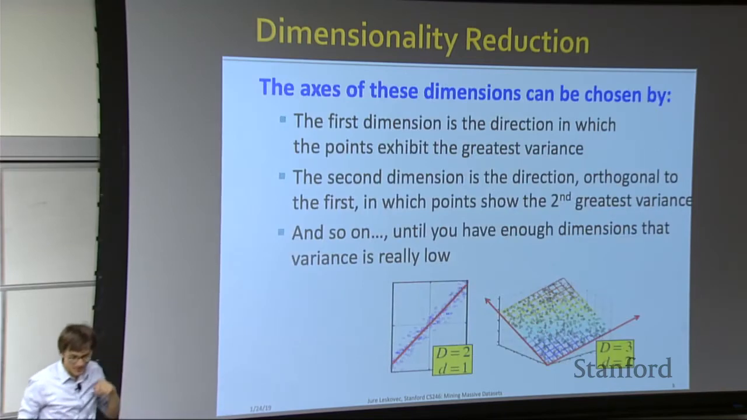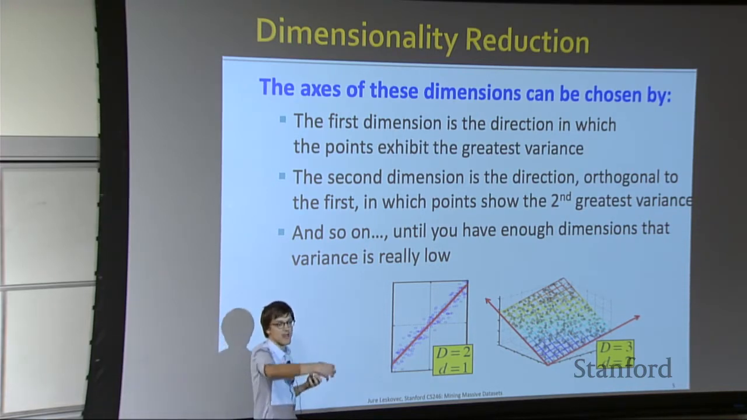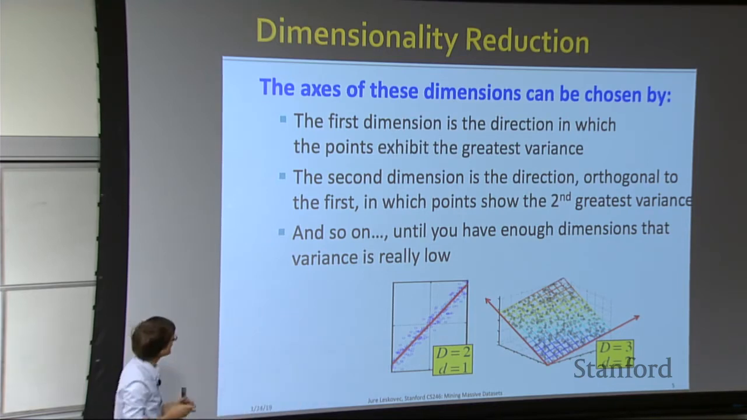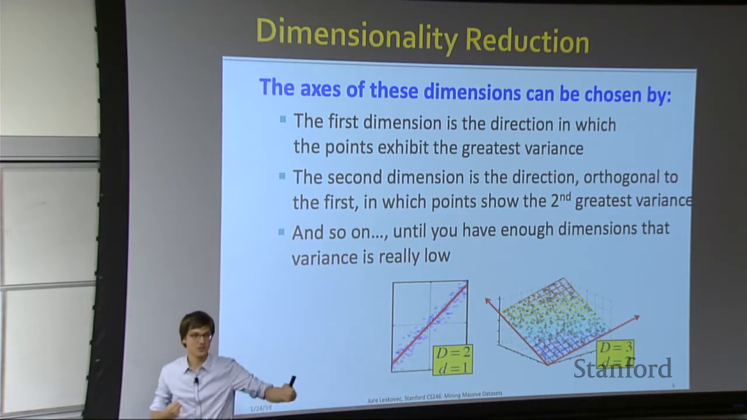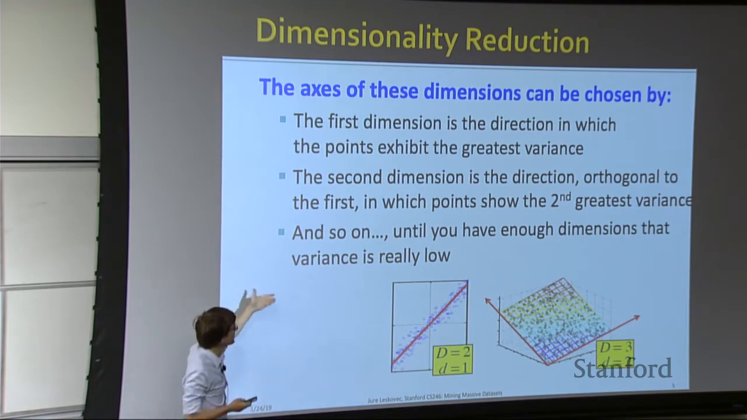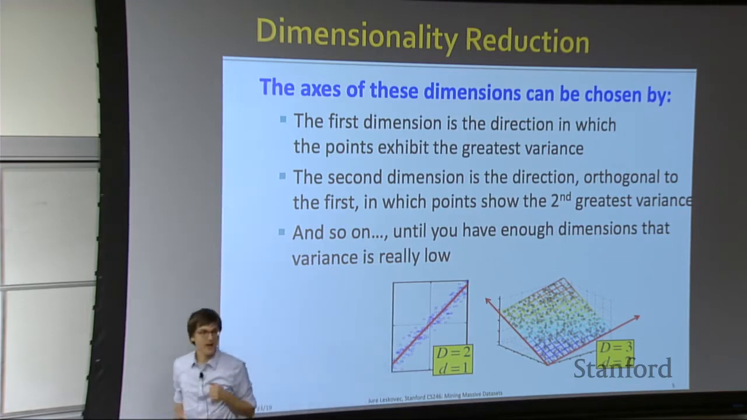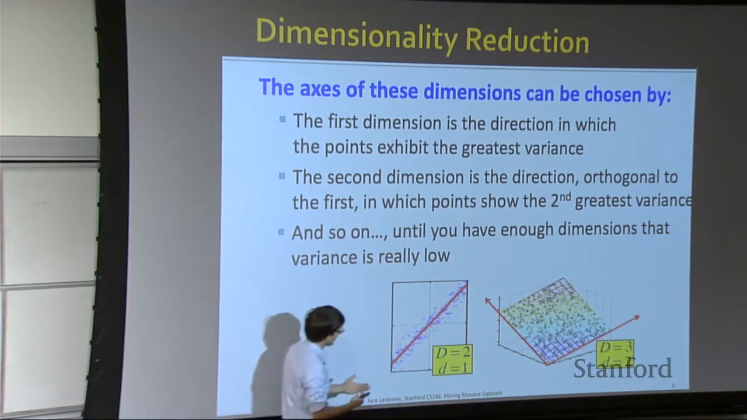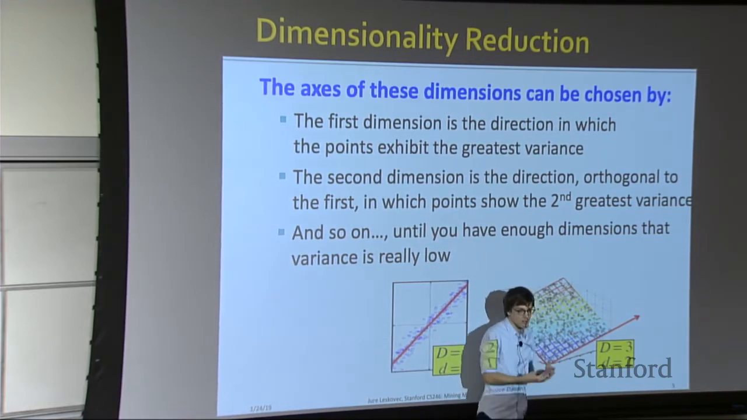Okay? So how would we do this? These dimensions, these latent factors, the way we will think of them is that the first latent dimension is the dimension in which the data has the highest variance. And then the second dimension is the direction that is orthogonal to the first, but has the second largest variance. And so on until we are able to sufficiently describe the data and the remaining variance is low. So the idea is that we want to find axes of, in some sense, maximal variation so that our data will be well described.